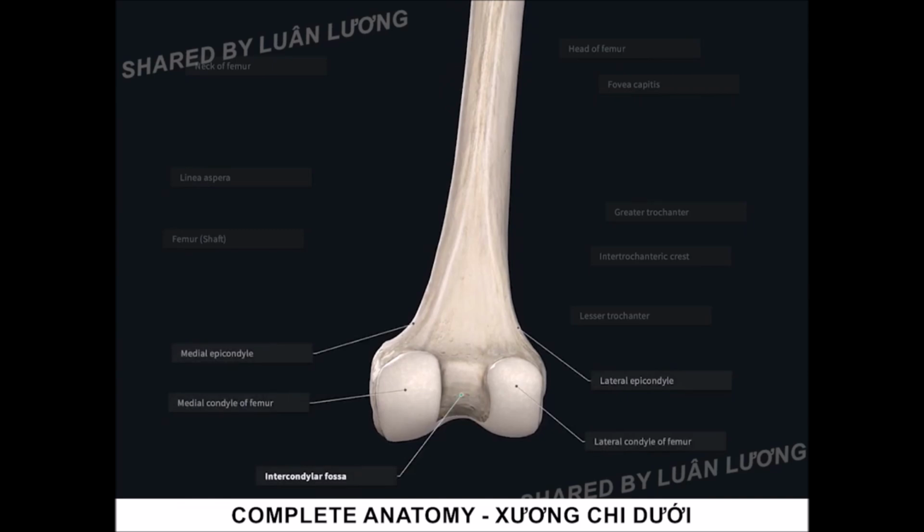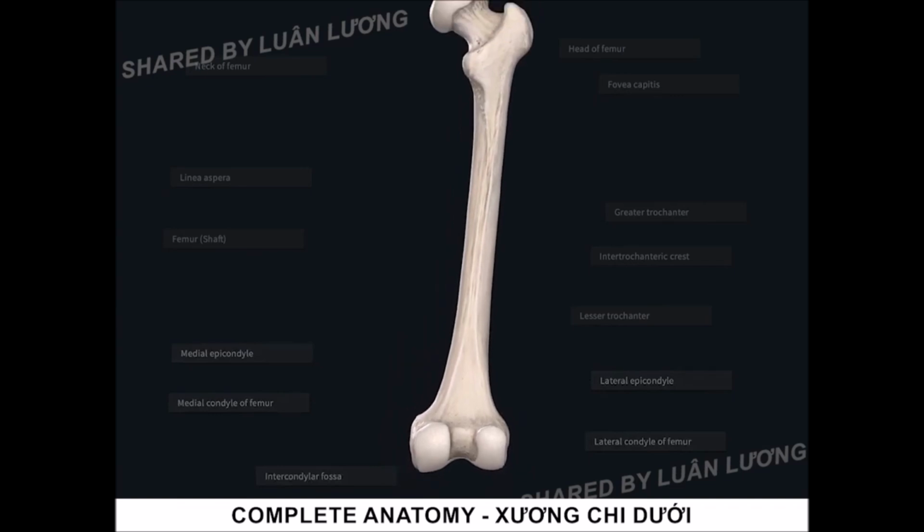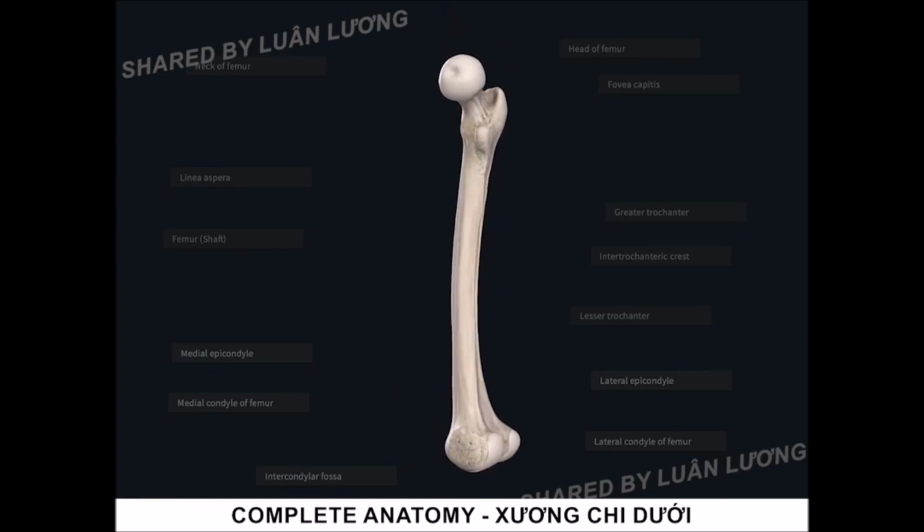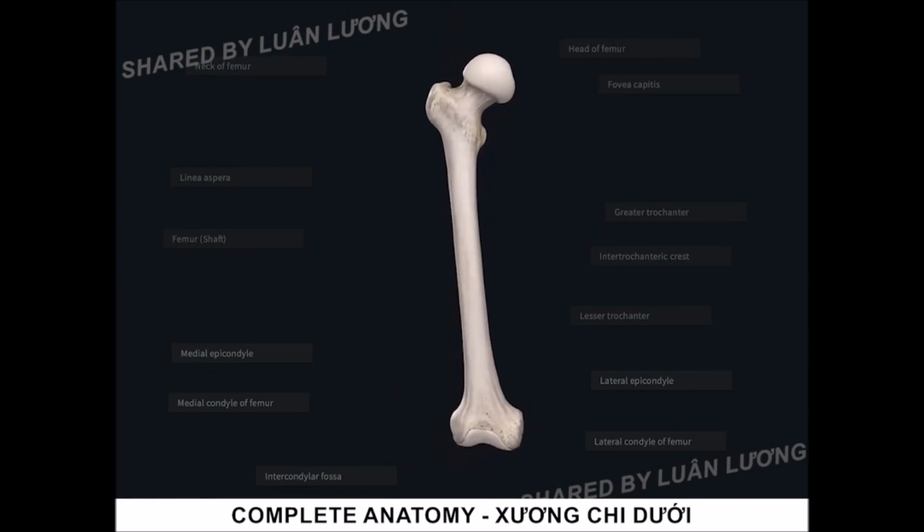So there are a lot of unique characteristics of both the proximal and distal femur that you will need to be able to recognize and identify on this bone in isolation.